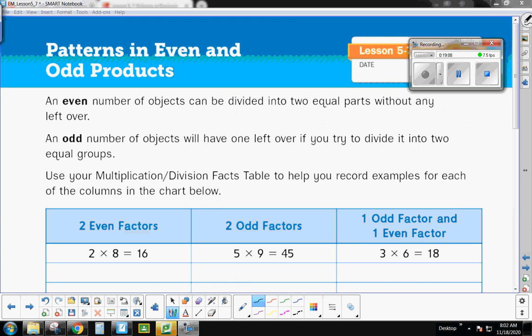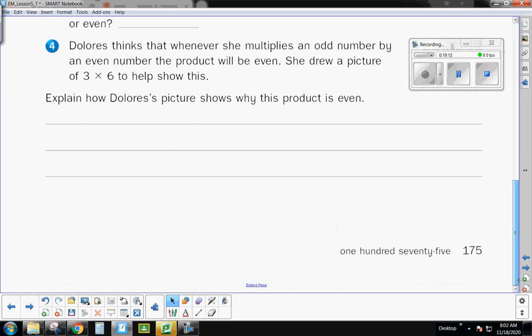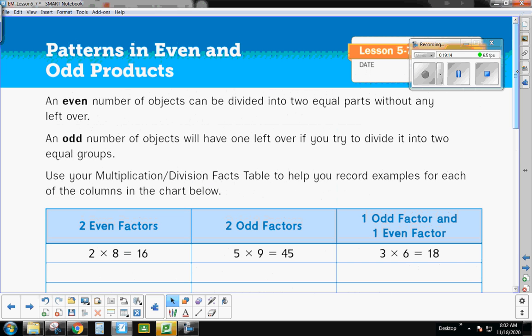All right, the last thing that we're going to do, we are going to look for some more patterns in even and odd products. I need you to turn in your workbook to page 175.